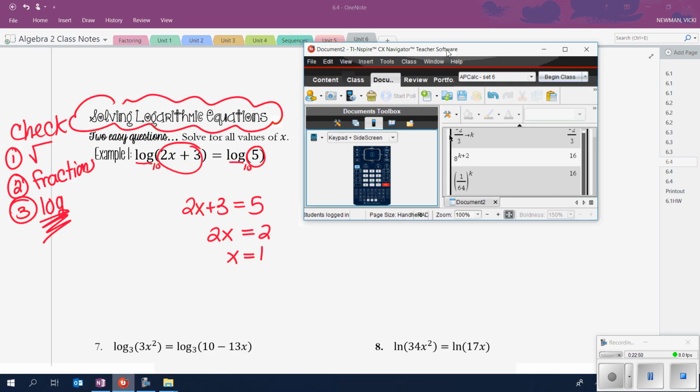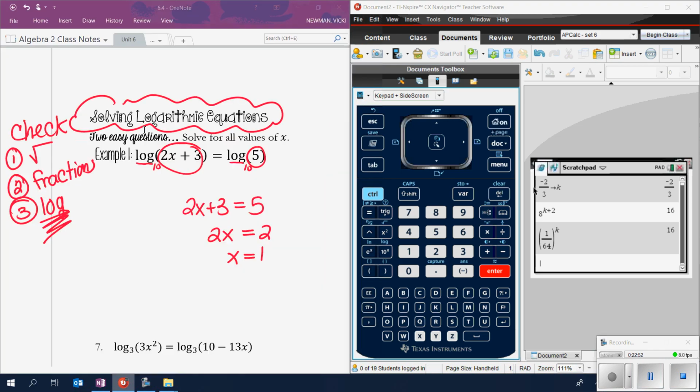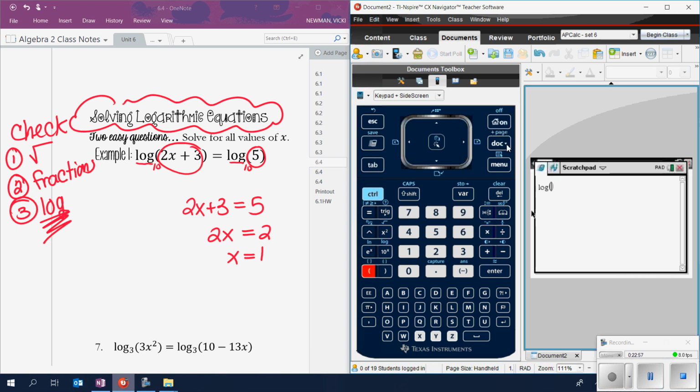So let's see. Let me clear Doc B. Log, oh, I should use the right thing. Control log. We know it's base 10 of 2 times 1 plus 3. Is that equal to log base 10 of 5? Yep. Ding, ding, ding. Okay.